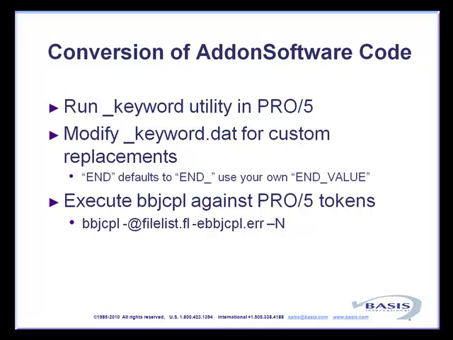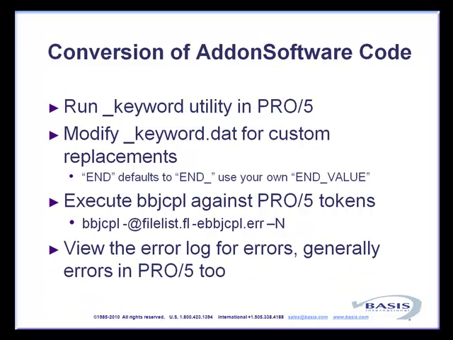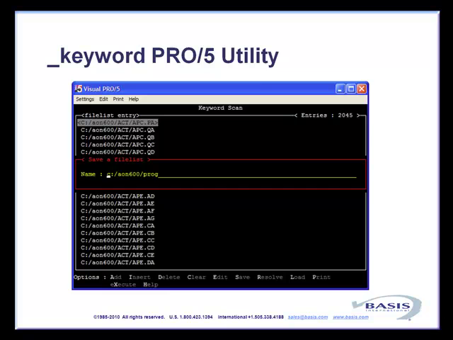So this will merely give us a listing of the errors that BBJ CPL will discover when run against the file lists of programs. You could specify a particular directory to write the output and the various other switches. So we can then view the error log for errors, and generally those errors would have been pre-existing errors in Pro5, and perhaps Pro5 would only have picked those up upon execution. So this is what the _keyword Pro5 utility looks like, much like any of the other utility sets that are available with Pro5.